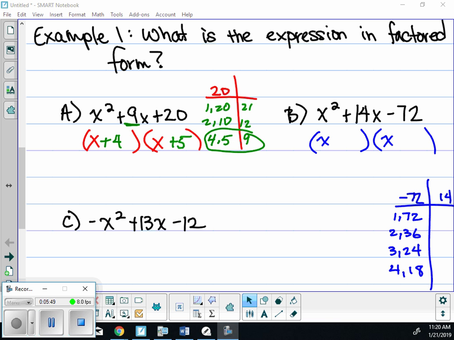We want them to add up to positive 14. So 18 is larger, so it should be positive since our number is positive. So I would use positive 18 and negative 4.